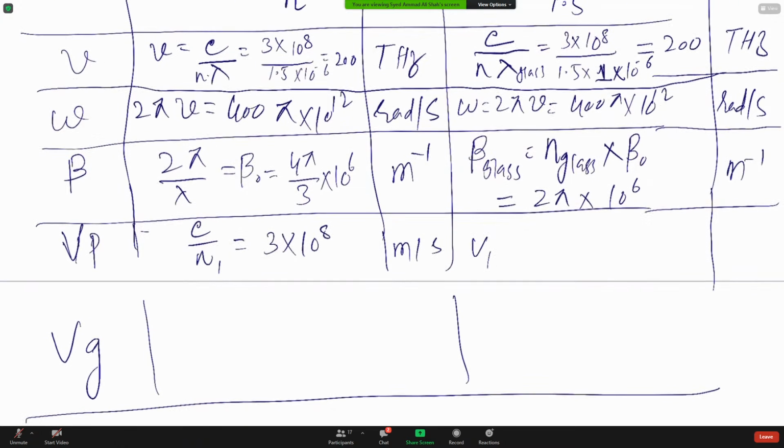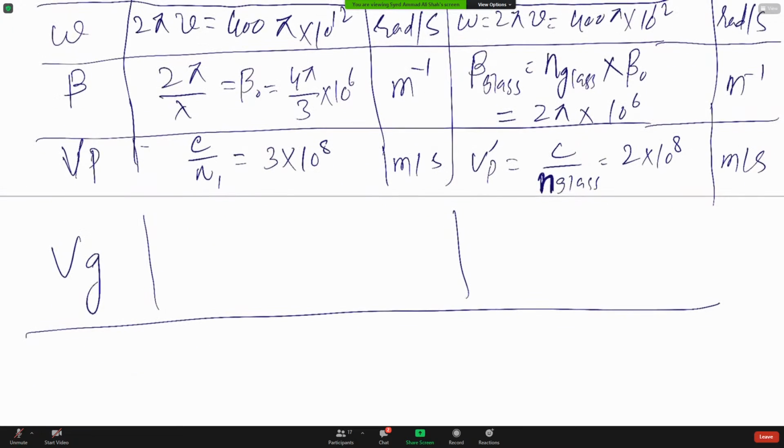Let's find it for the glass. c over n glass is 2 into 10 to the power 8 meter per second. So you see the velocity is changing when you are going from the lighter medium to the denser medium. So two things are changing: phase velocity is changing, and your wavelength is changing. These two are very important.